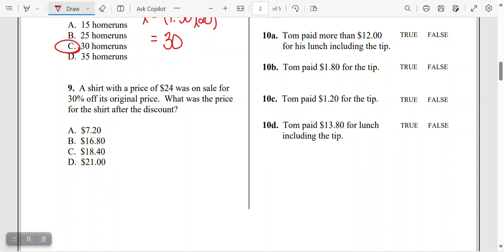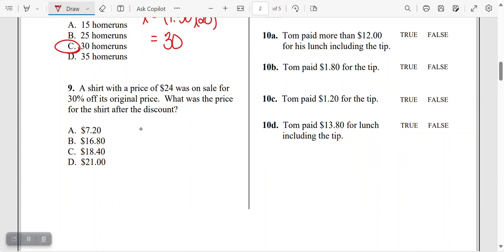A shirt with a price of $24 was on sale for 30% off its original price. What was the price for the shirt after the discount? Remember, make sure you're reading these questions very carefully tomorrow on the test. Are we actually asking you just for the amount of the discount? Are we asking you for the new price? Same with questions about tips and taxes. Just make sure you're reading carefully. So this, we want to know what is the price of the shirt when we go pay for it at the register.